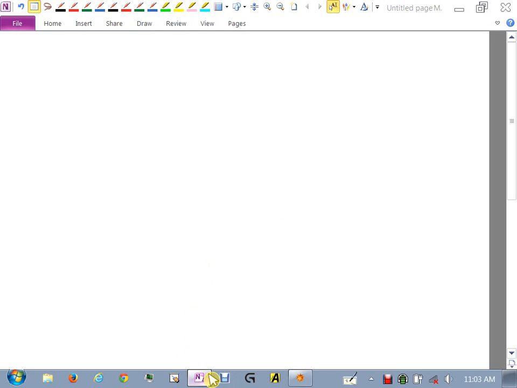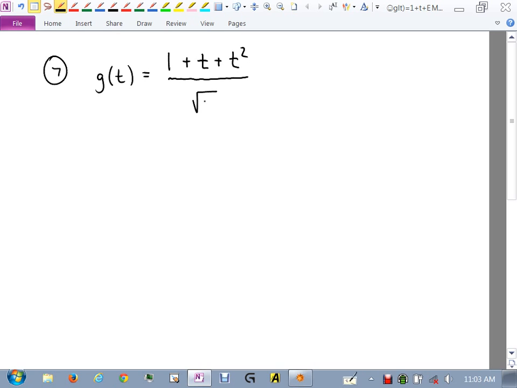Okay, number 7 is g of t equals (1 plus t squared) over the square root of t. And you're asked to find the general antiderivative of this function. So we'll call it capital G is what we're looking for.